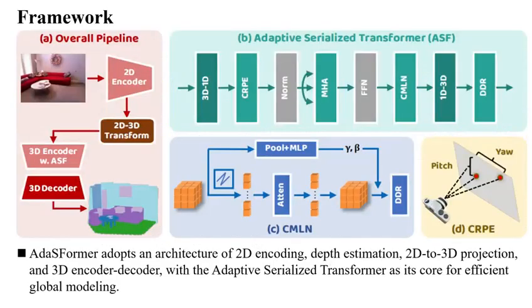Next, we look at the framework of ADA-S-Former. ADA-S-Former adopts an architecture consisting of 2D encoding, depth estimation, 2D to 3D projection, and a 3D encoder-decoder, with the adaptive serialized transformer as its core for efficient global modeling. The core 3D encoder consists of stacked adaptive serialized transformer (ASF) blocks, which adaptively serialize 3D voxels into 1D sequences with learnable shifts, incorporate center relative positional encoding (CRP) for spatial perception, and employ convolution modulated layer normalization (CMLN) to fuse heterogeneous features. Finally, a lightweight DDR decoder outputs semantic completion results, achieving efficient global modeling with low memory consumption.